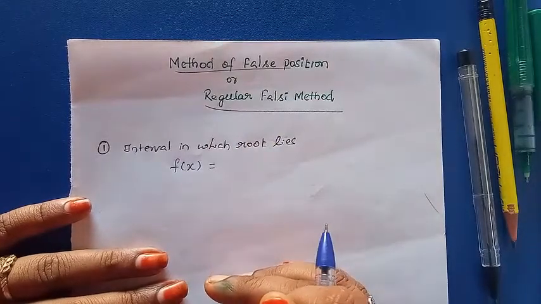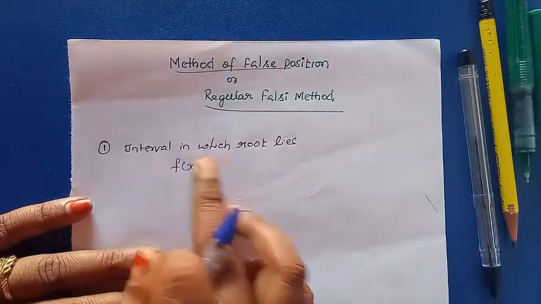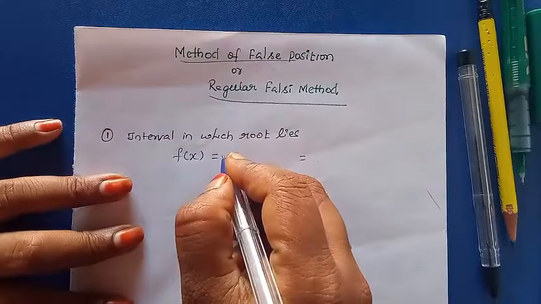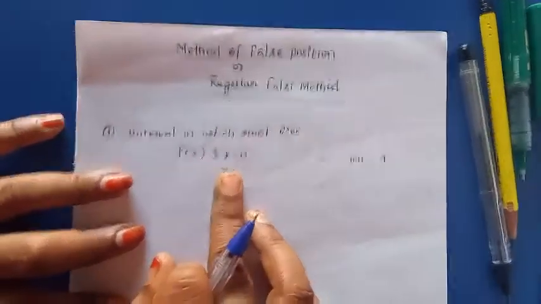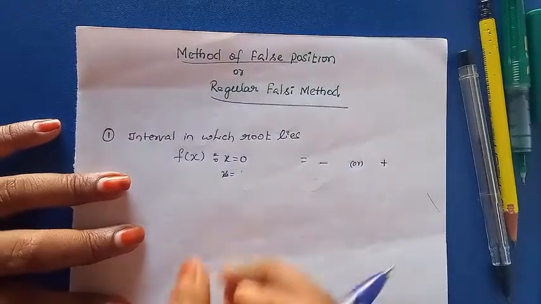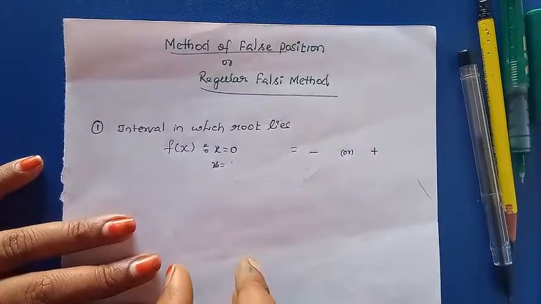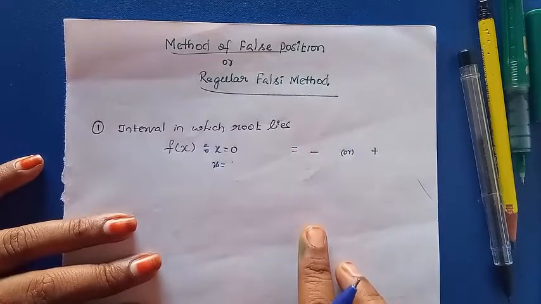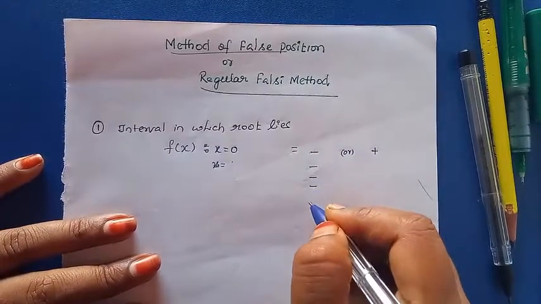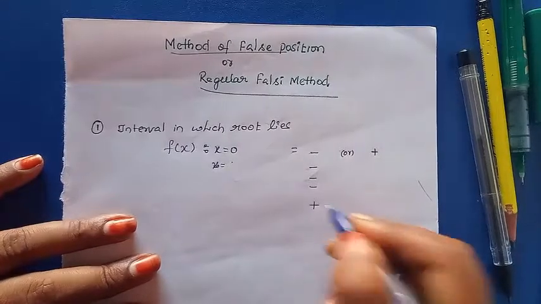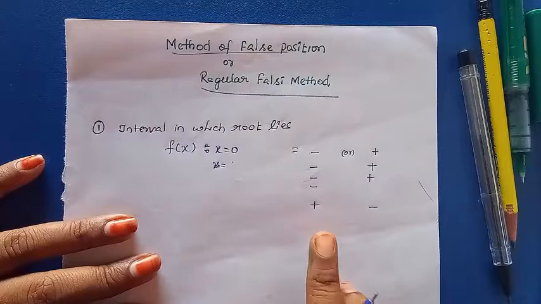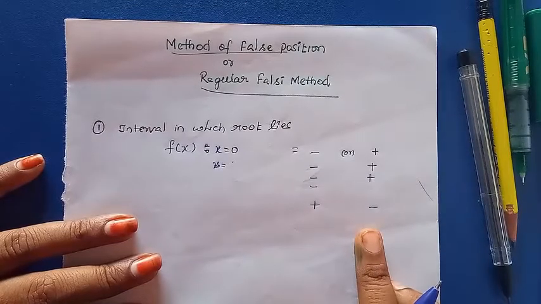The first step is to find the interval in which the root lies. We start by substituting x equal to 0, and then substitute the other values for x as well. The main thing to note in finding the interval is the sign in the answer. Either you will get all negative signs and all of a sudden the sign changes to plus, or you will get all plus and it changes to minus. Any one of these cases will happen.